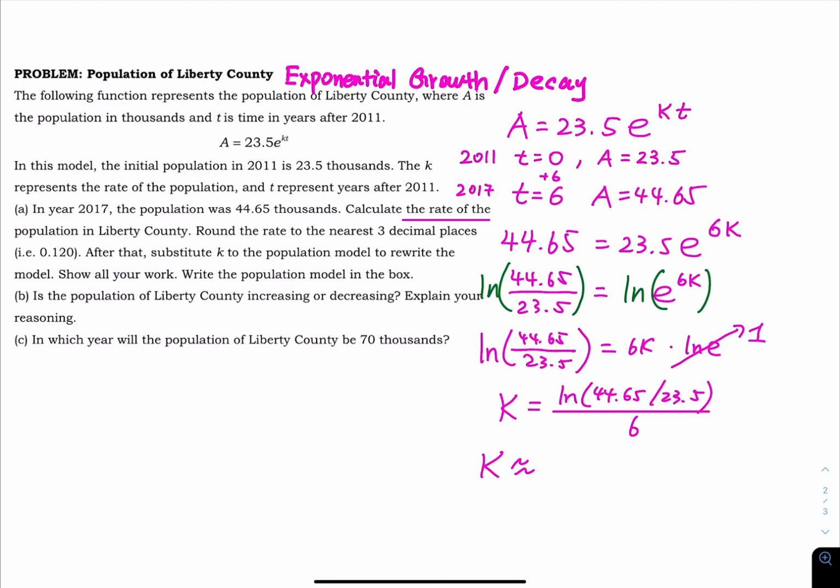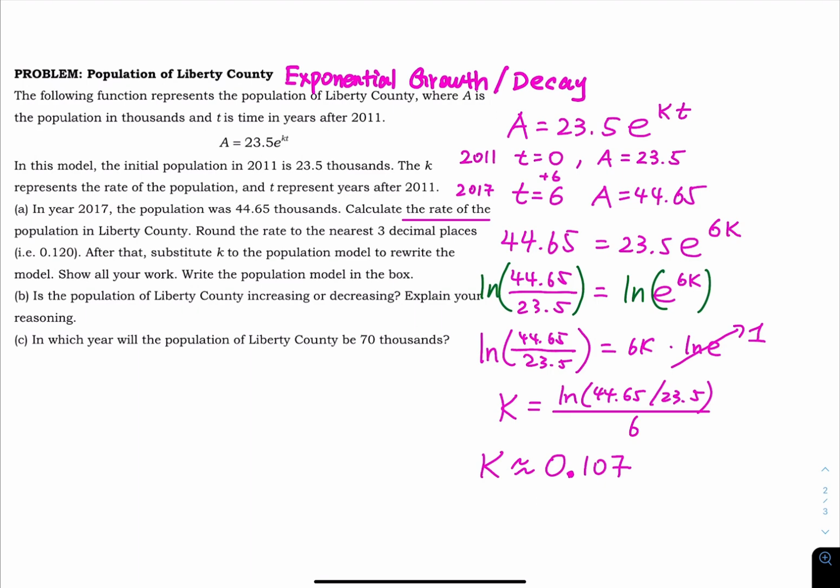When you do this in your calculator, you type ln first, and then 44.65 divided by 23.5. Close the parenthesis, make sure you close the parenthesis, and then take the entire quantity divided by 6. You only round one time. If you round the ln and then divide by 6 and round again, that accumulates round-off error. So only round one time. This one, I have 0.107.